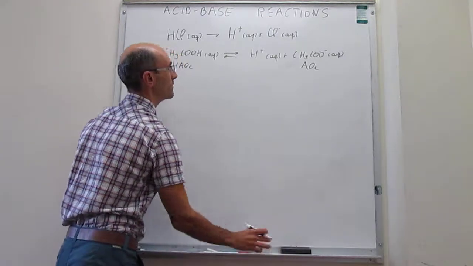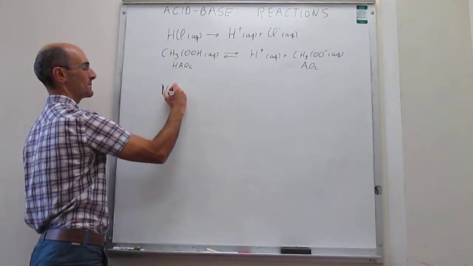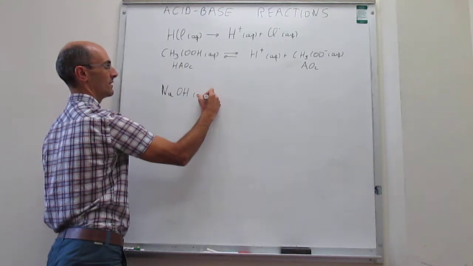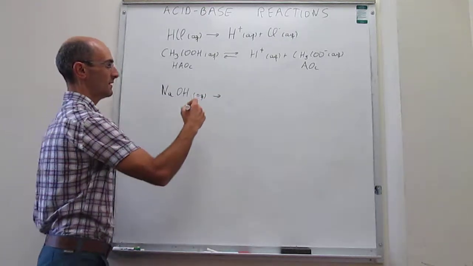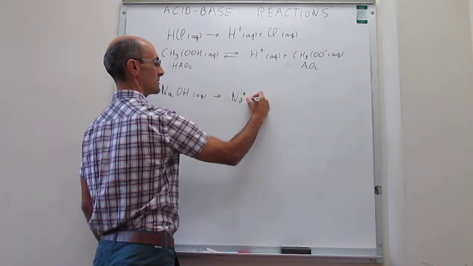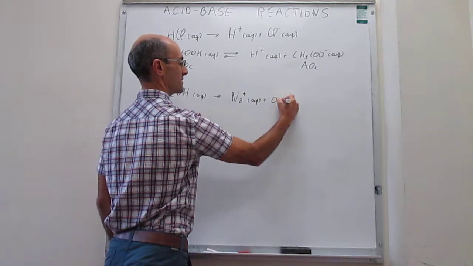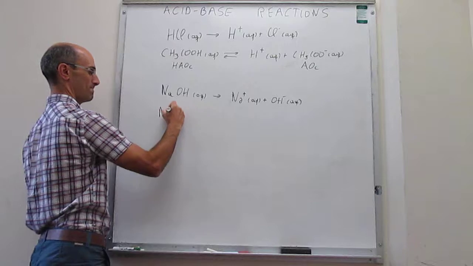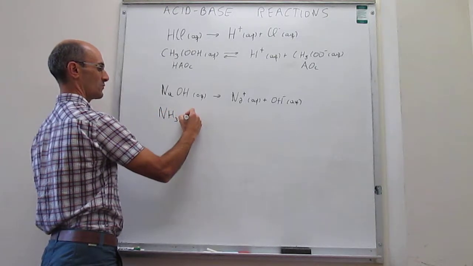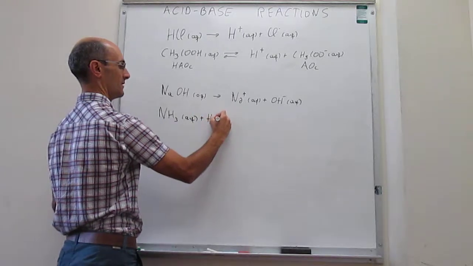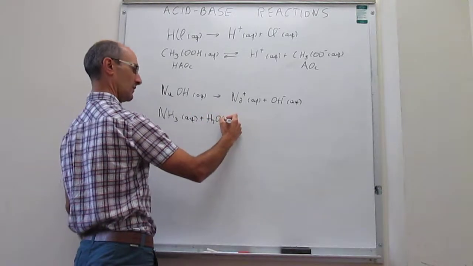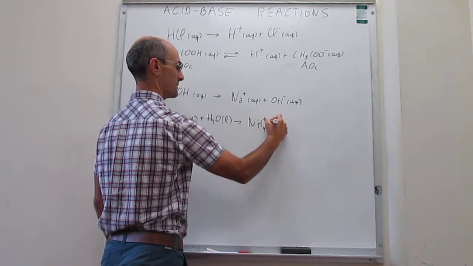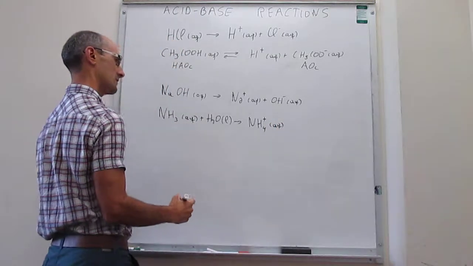What about bases then? Well, bases, according to the Arrhenius definition, are substances that when put in solution are able to generate hydroxide ions. So sodium hydroxide, for example, is a base, because when put in solution, you generate sodium ions and hydroxide ions. There are other types of bases. For example, ammonia is a base, because when you put it in solution, in this case, you need a water molecule for the stoichiometry to work, it generates ammonium ions, NH4 plus, aqueous, and hydroxide.